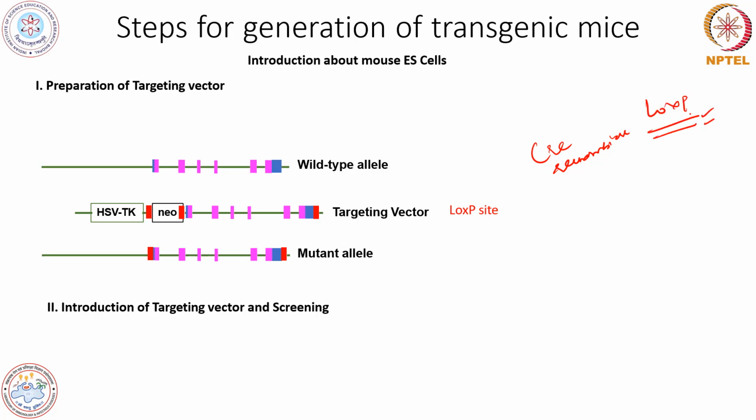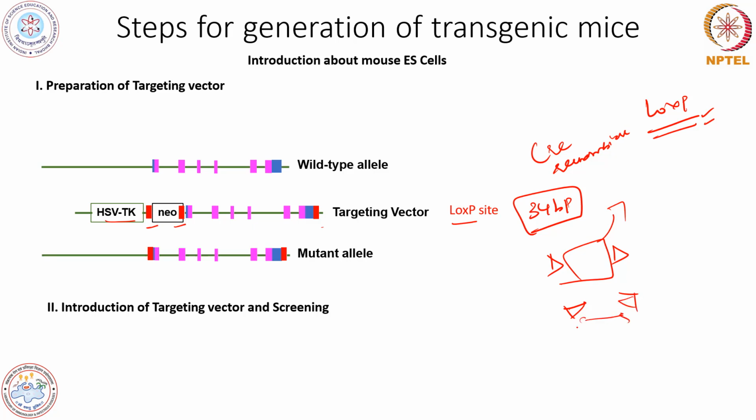Okay, so how does the Cre-LoxP system work? The LoxP site is a 34 base pair region of the DNA. Once it has this kind of construct, with HSV-TK and then the Neo and then this one, what will happen? Through the Cre-LoxP system, if both the LoxP sites are in the same direction, then the gene will be knocked out. If both LoxP sites are in different directions, then it will be inverted. We will be seeing that in the next part.